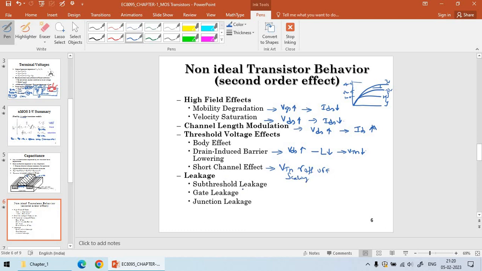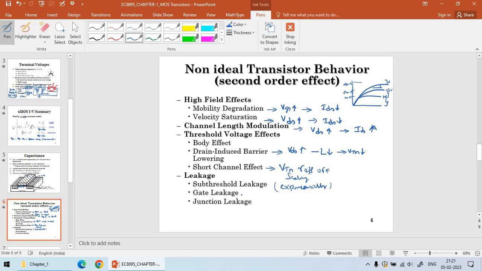Leakage, subthreshold leakage: even when the gate voltage is lesser than the threshold voltage, there is some leakage current happening inside the channel, which is exponentially related to the gate voltage. It is happening below the threshold voltage, so it is called subthreshold leakage.